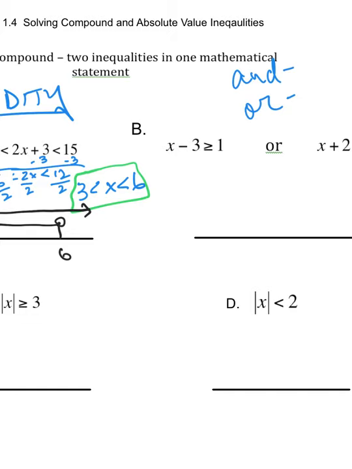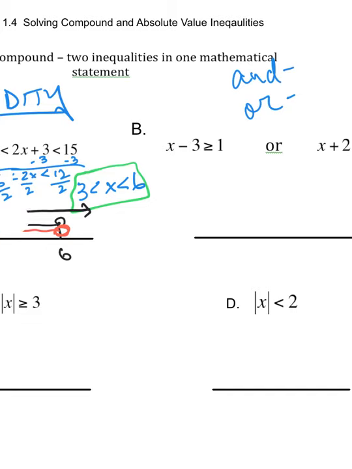So what does the word and mean? It's got to be true for both of them. So where are the values that are true for both lines? In between them. That's the answer, ladies and gentlemen, what's written in red.